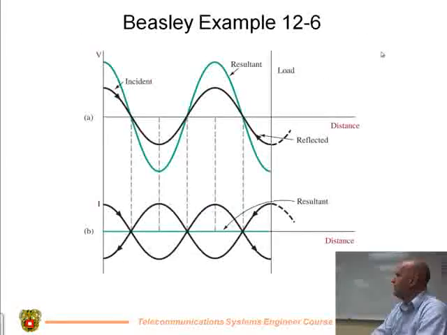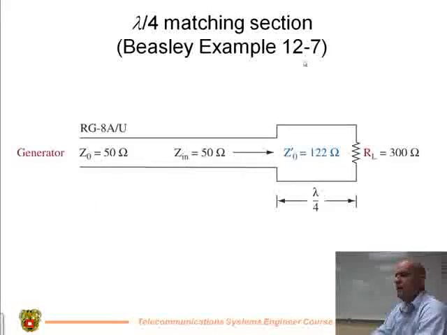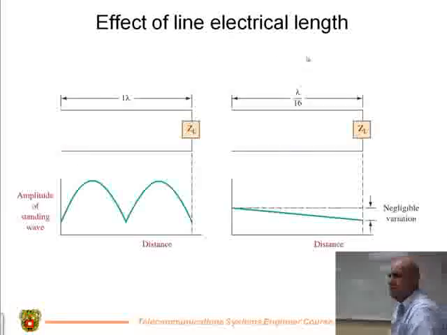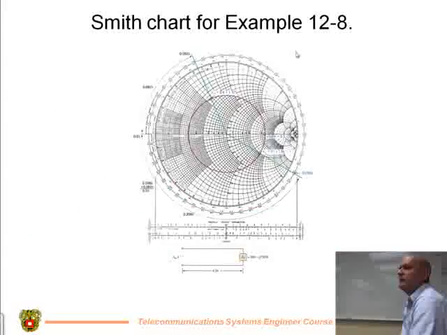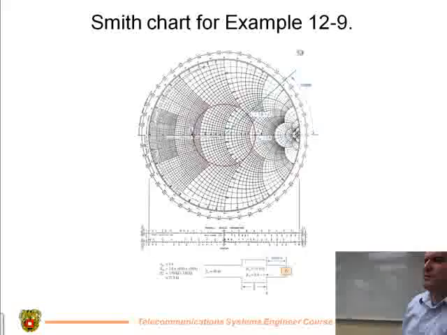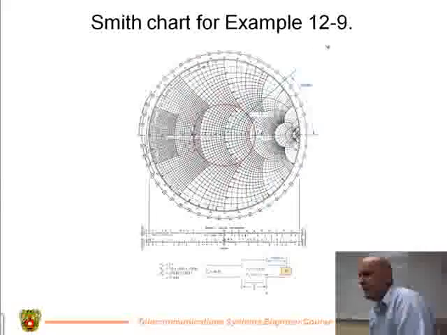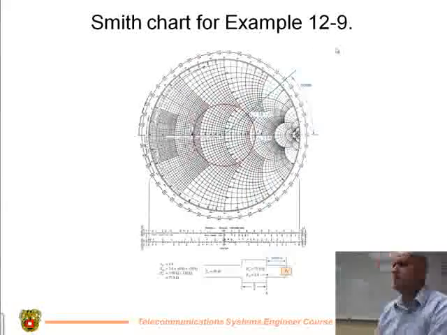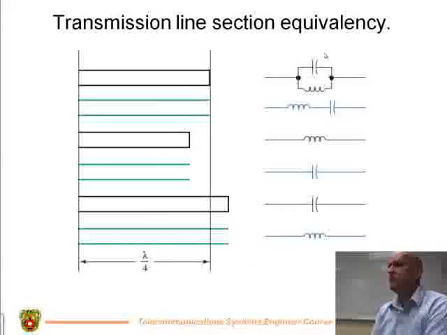There's an example in your book. We're not going to cover it, but example 12-6 in your book shows how standing waves get set up. And we'll actually come back to this one when we talk about antennas. So that's pretty much, yeah, I just threw a few Smith charts for possible examples. If you want to look at those in your book, feel free, but we're not going to go through them very much.